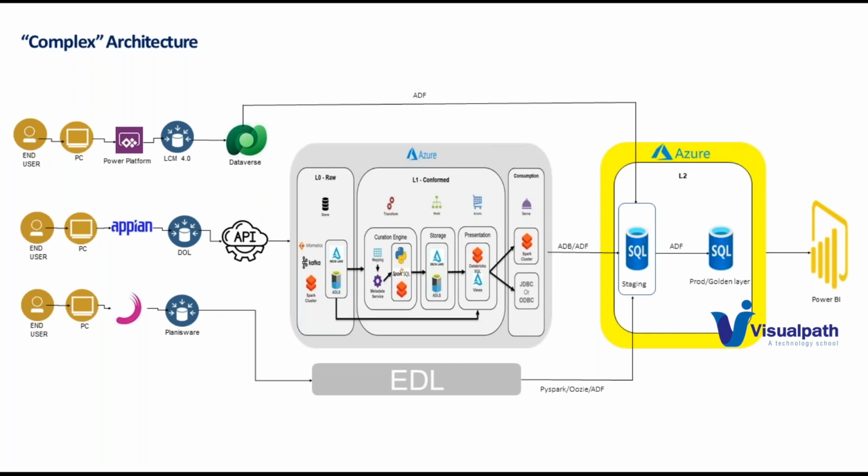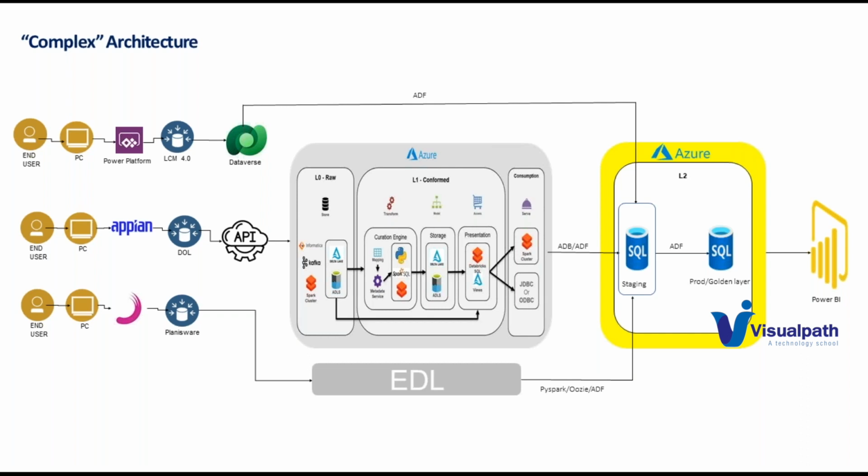So here, if you look at the very first, on the left side, end user, the PC. Then Power Platform, APN, and other tools. Then LCM 4.0, DOL, Plansware, APIs, Dataverse. So these all are the sources. Just so, I'm going to cover this architecture in 5 minutes, and then we'll go to a Q&A session. So what does the end user do here basically?